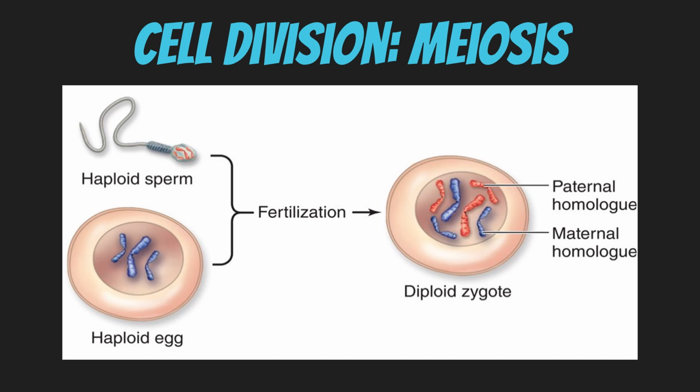Gametes are haploid, meaning they have half the number of chromosomes as the original mother cell. They must be haploid so that when a sperm cell fertilizes an egg cell, the resulting zygote has a full set of chromosomes, half from the sperm cell and half from the egg cell. You get half of your chromosomes, or DNA, from your mom and half from your dad.